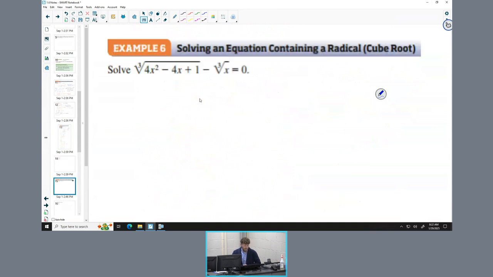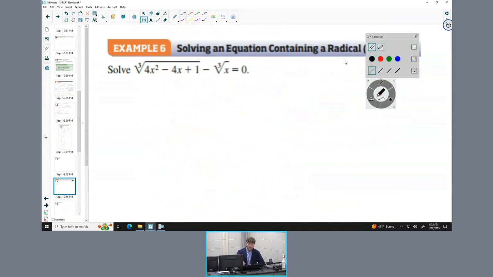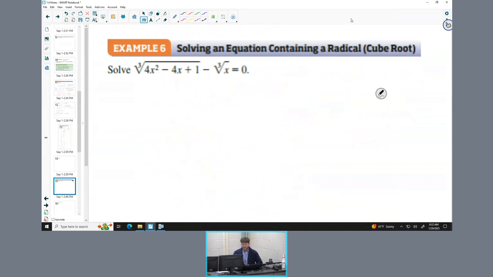All right. Solving an equation containing a radical, but this one's a cube root. When we're doing this, we got radicals, we got double radicals, right? Not every problem with double radicals is going to be extremely difficult. Some problems are going to be pretty straightforward. You don't know it till you get into it, right? So we still start with the same process.